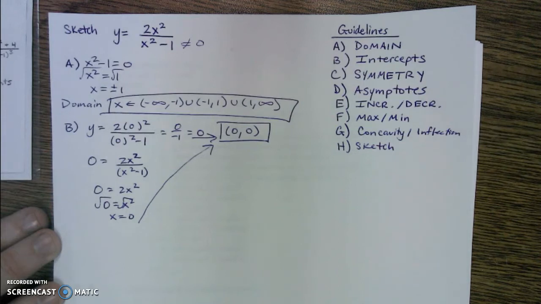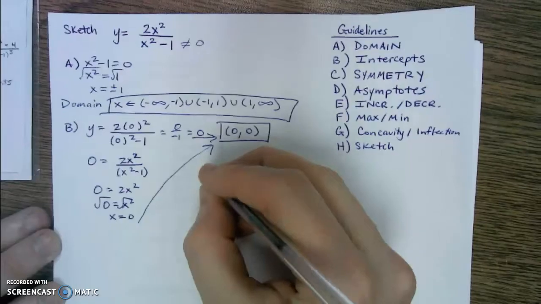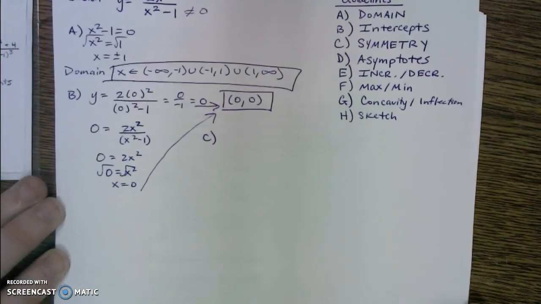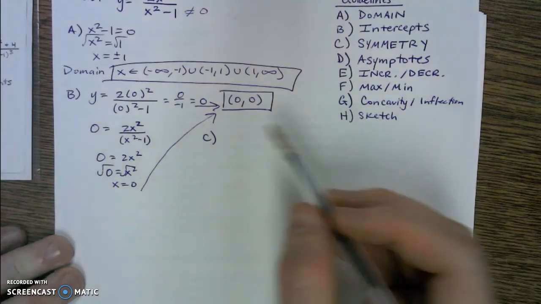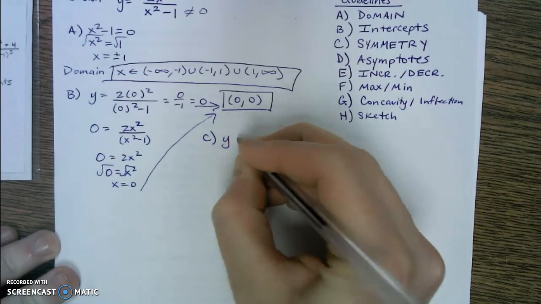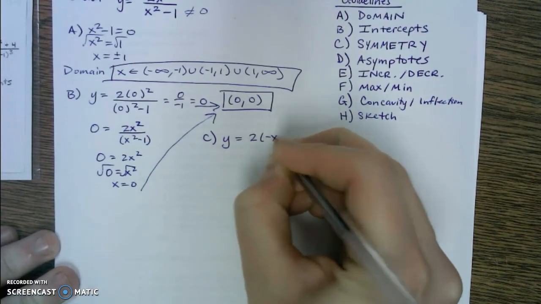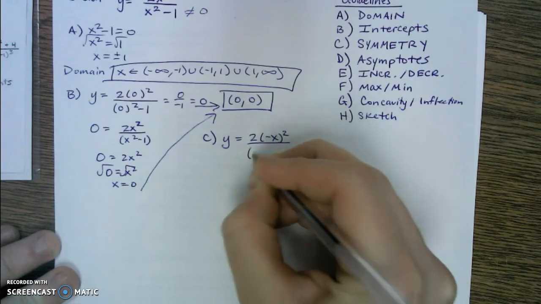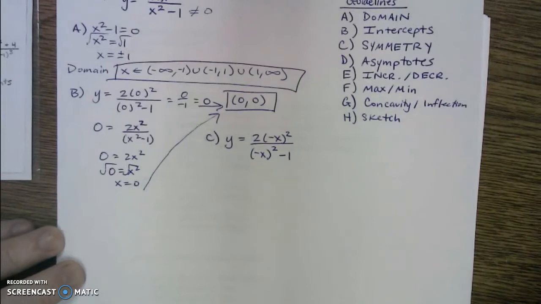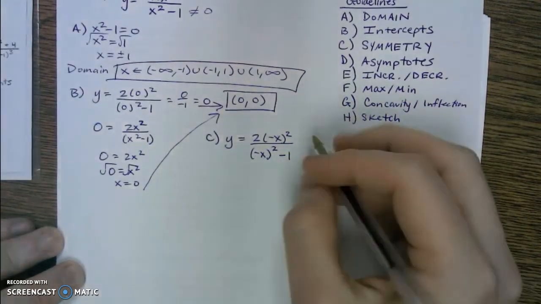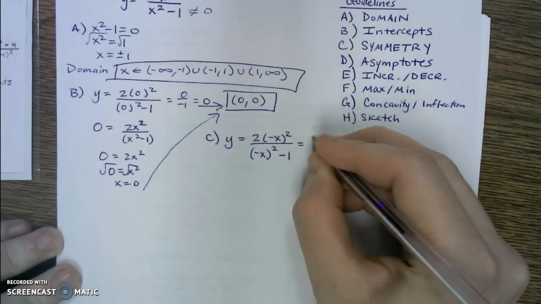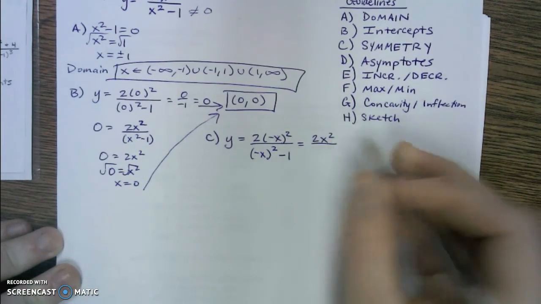Then part C, looking for symmetry. Now, symmetry isn't necessary, but it just could make the process go faster. So let's test symmetry. You test that by plugging in negative x. Plug in negative x for your input. So for each x value I plugged in negative x.